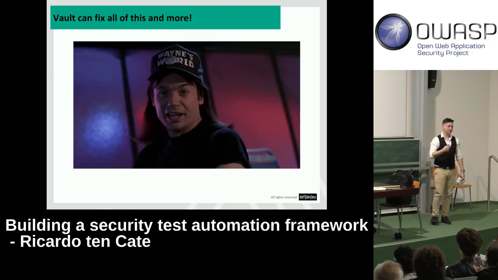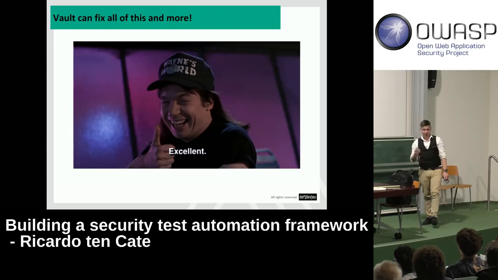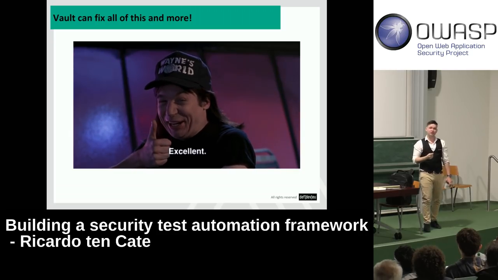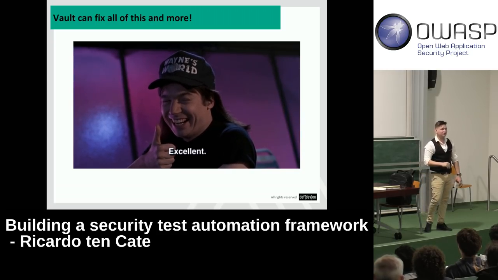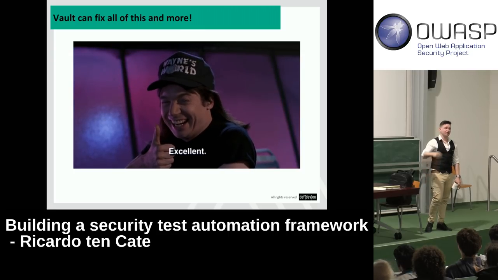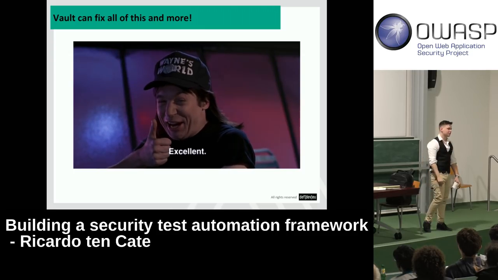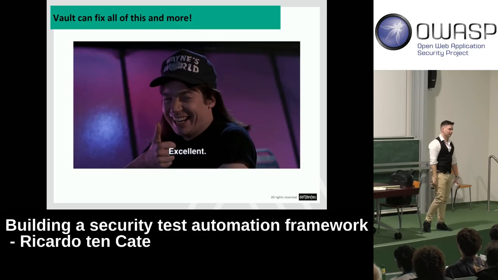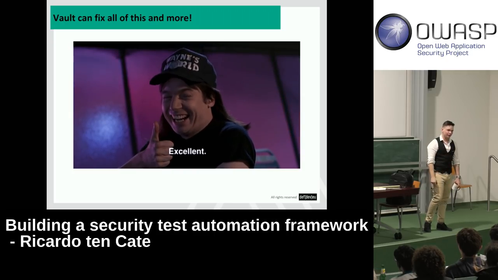It was brilliant. It even has an endpoint, from what I've seen in all the tutorials, where you can basically tell Vault, hey, I want a cryptographically random secure string. And then you get a cryptographically random secure string. How cool is that?